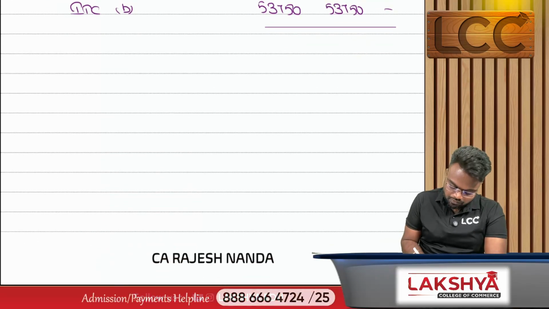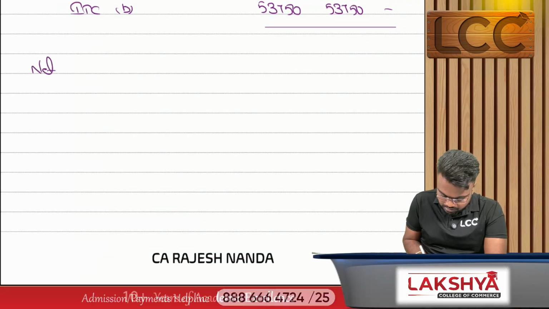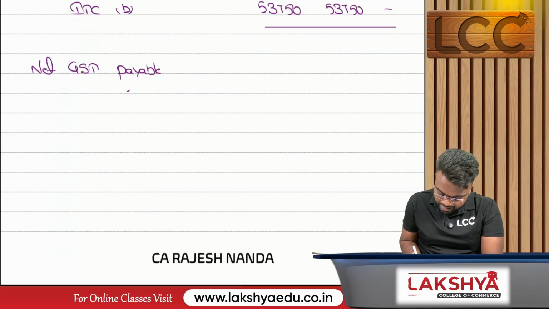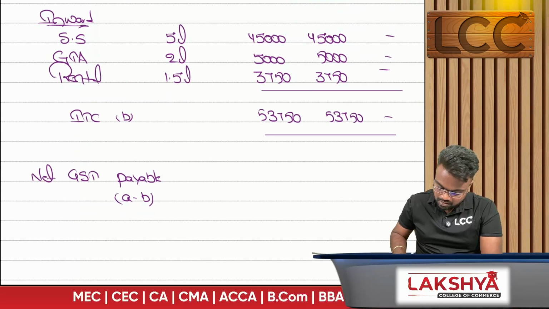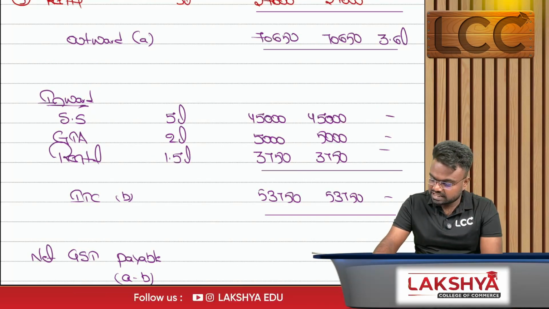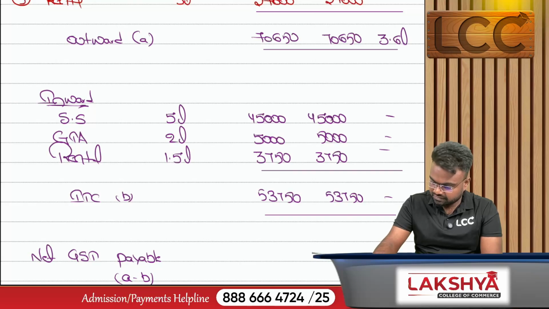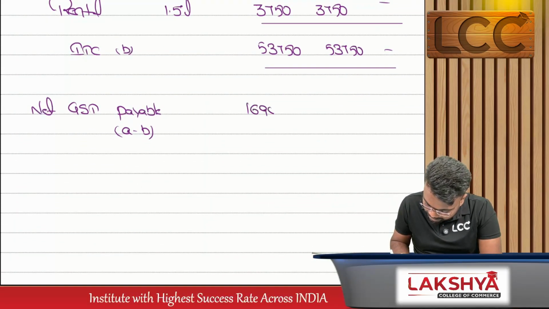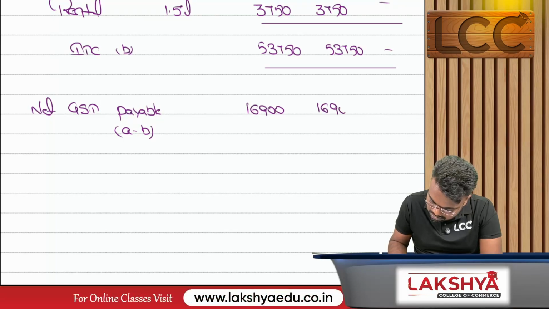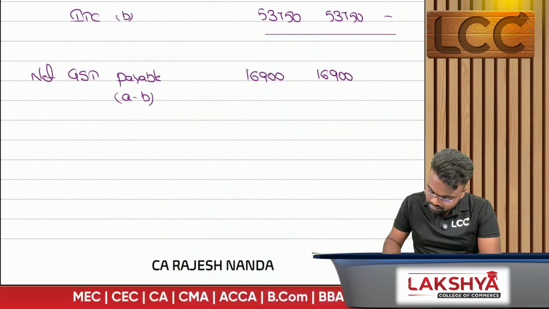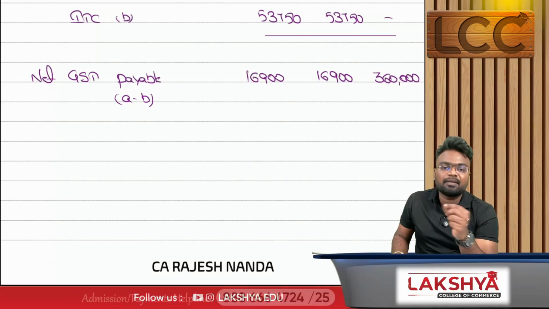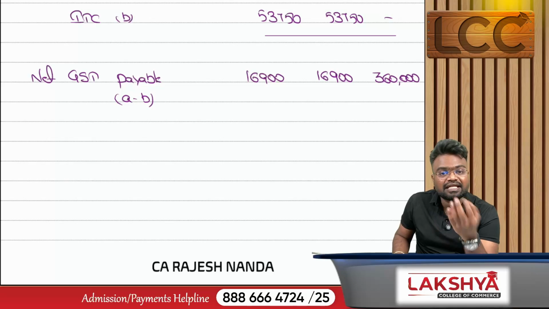Okay now, next what we need to write? Net GST payable. What is net GST payable? A minus B. So what is A? 70,650 minus 53,750 is 16,900. This is the amount of GST that we need to pay in cash.